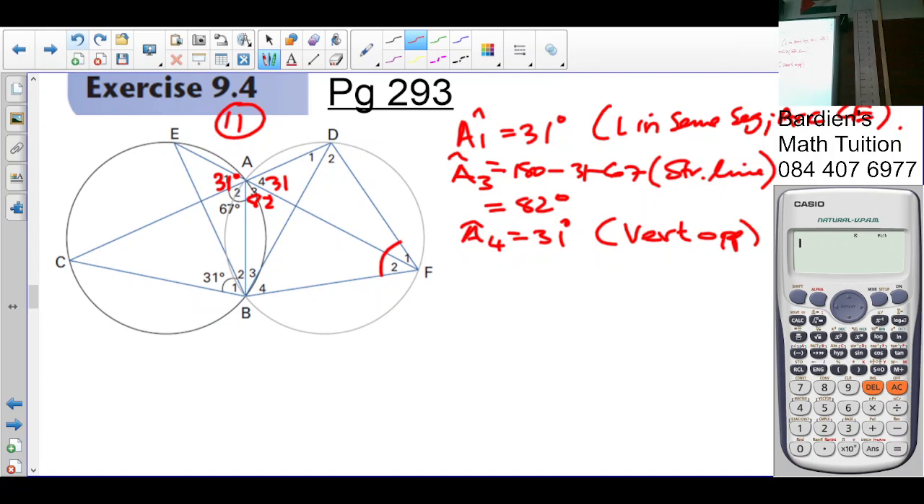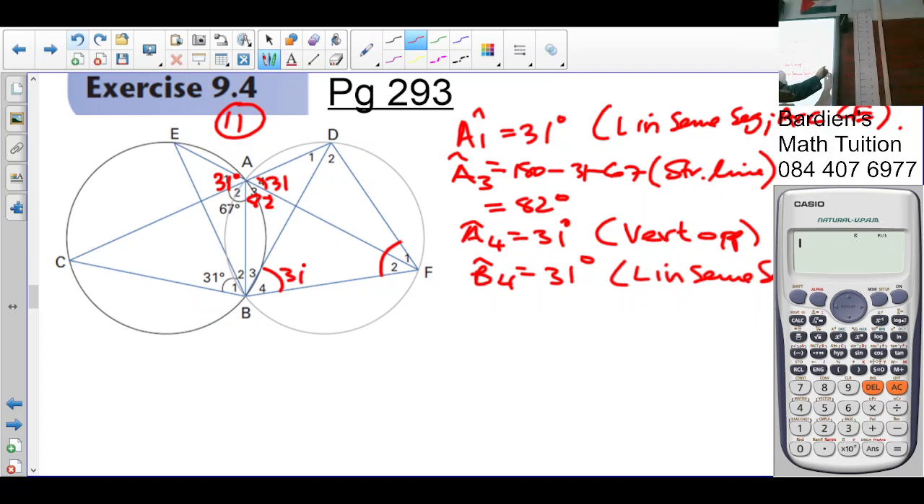Now what? B4. B4 is equal to 31. Why? Angles in the same segment, and it's coming from arc DF.